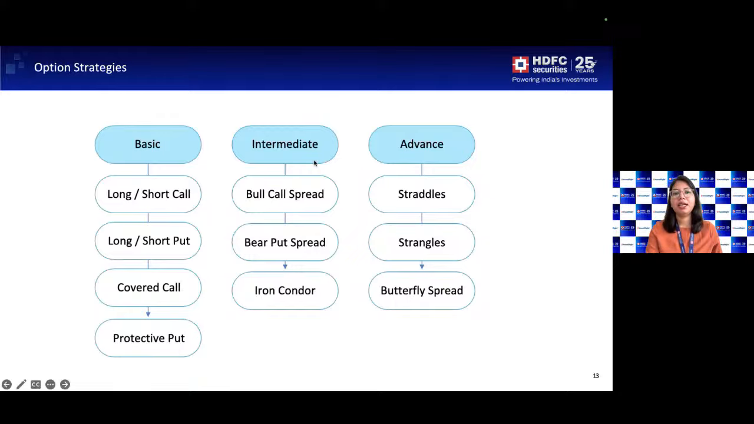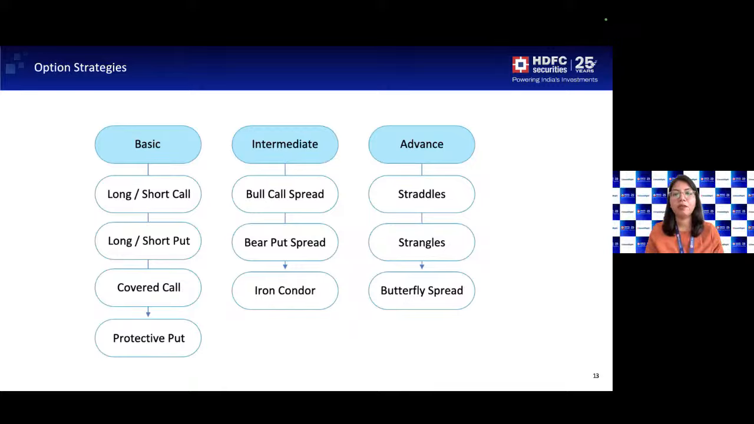Now the medium ones are like bull call spread, bear put spread, iron condor. Whenever you have a bullish view, you can create a bull call spread. Wherever you have a bearish view, you can create a bull put spread or bear put spread, or if you have a certain range in your mind, you can create an iron condor. These strategies have defined risk and defined profit as well.